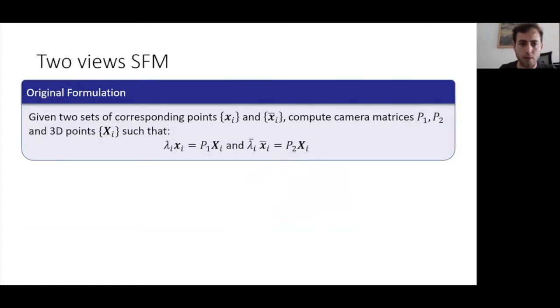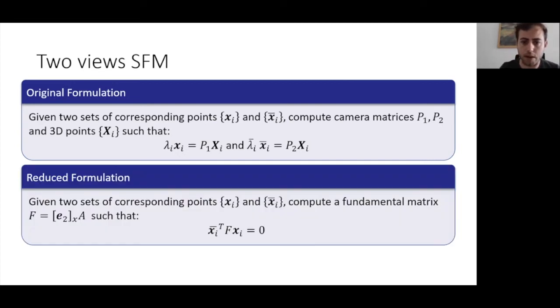So if we get back to our formulation, we're given a set of point correspondences, and we want to compute camera matrices and 3D points, such that the 3D points are projected to the corresponding 2D points that are given, which we saw is not an easy problem because it's not linear, but we actually got a reduced formulation that at first got rid of the 3D points and just computes the fundamental matrix from the point correspondences with a closed form solution, which is simple to solve.